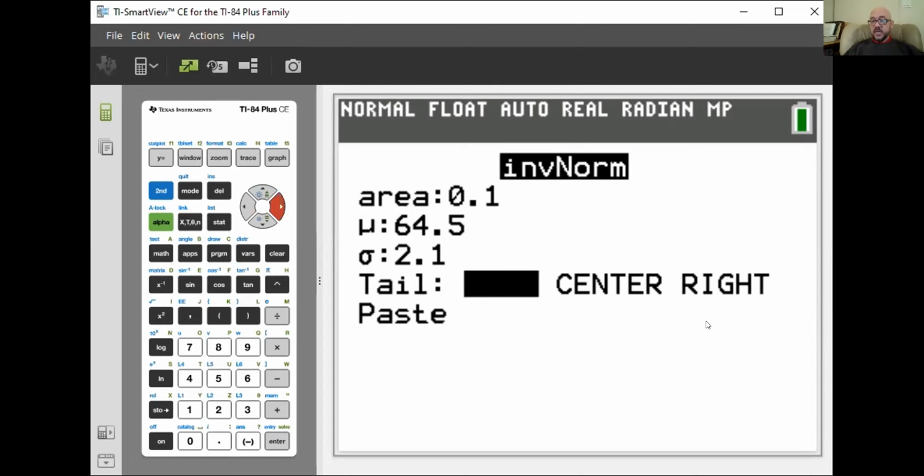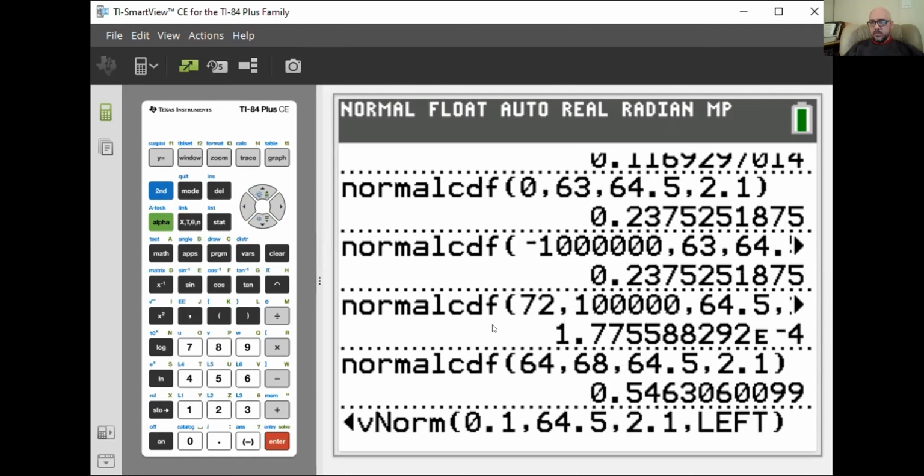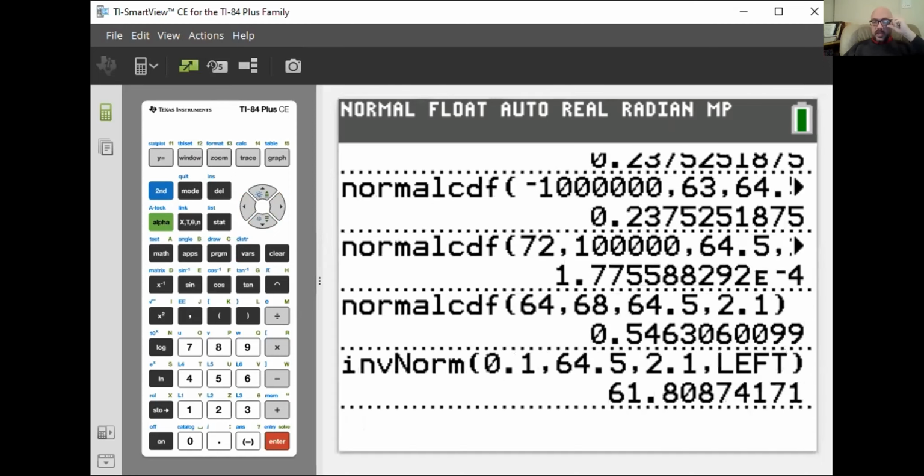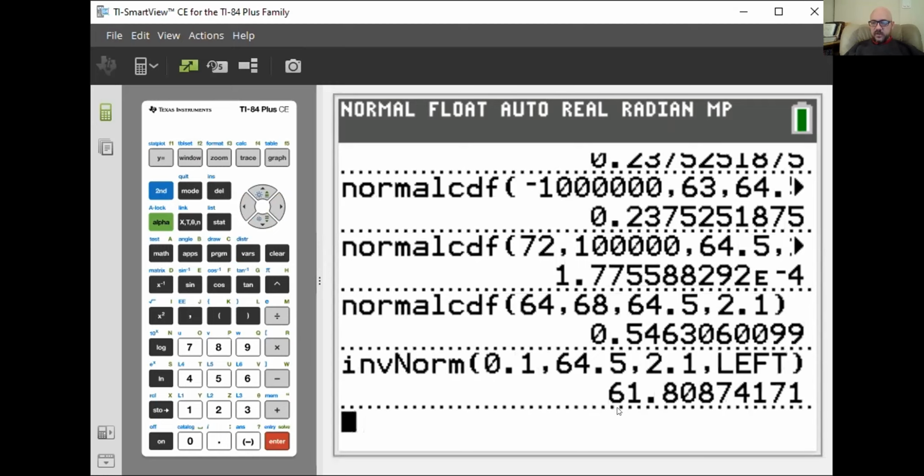If you get good with this, it's actually quite convenient. You don't even have to be that good with it, just try it a little bit. It's actually quite convenient to be able to do this, but also totally unnecessary. This works just fine if you just do it to the left all the time. Anyway, 10th percentile means I want 10% of the area to the left. So that means that the value that has 10% of the area to the left of it is 61.8 inches.